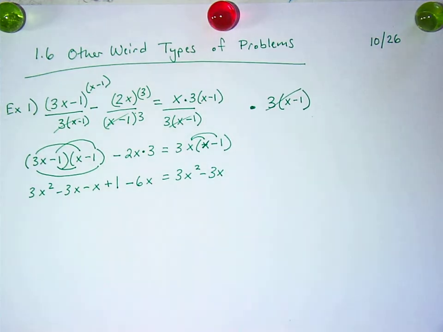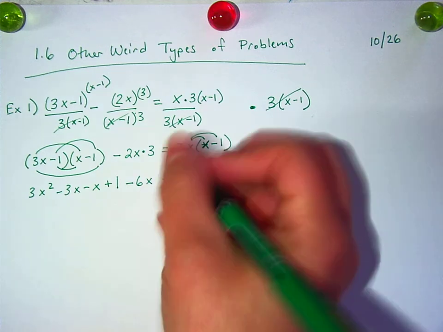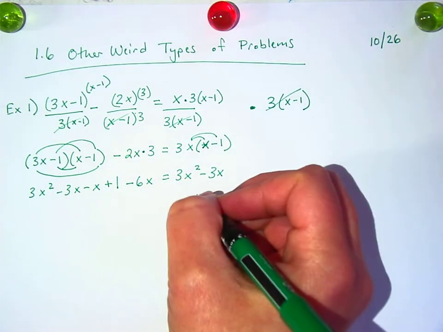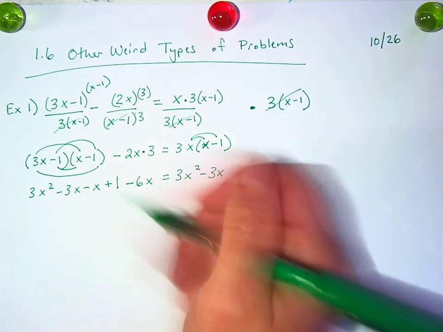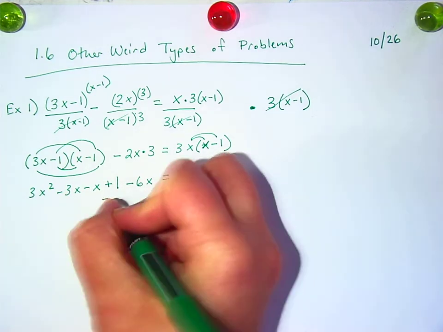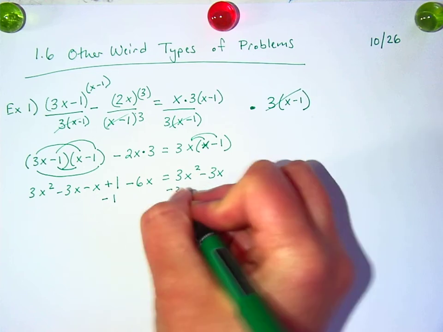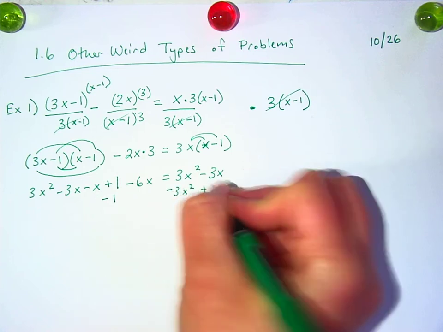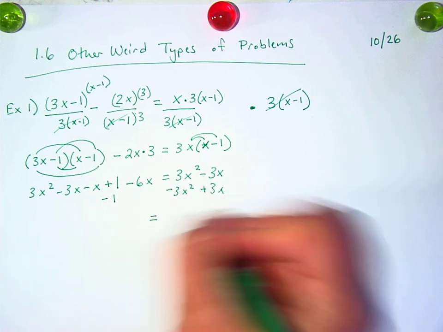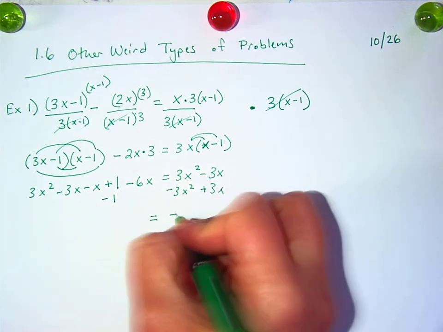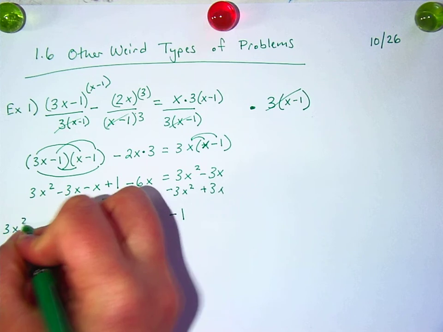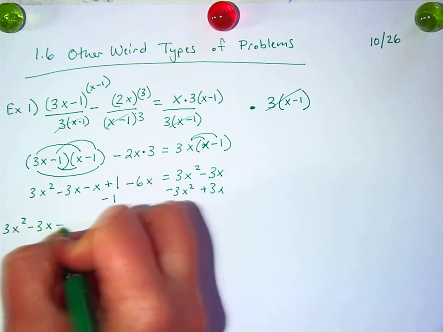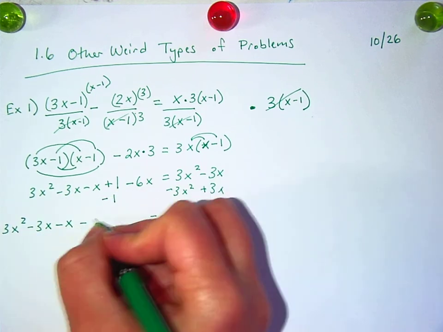Okay, now I've got to keep putting stuff together. Let's see, maybe let's put all the x's on the left side and all the numbers on the right side. So over here I'm going to subtract 1, and over here I'm going to subtract 3x squared and add 3x to get rid of stuff. So now I've got that minus 1 over here. And on this side I'm just going to write this stuff I originally had. And then I'll add these.